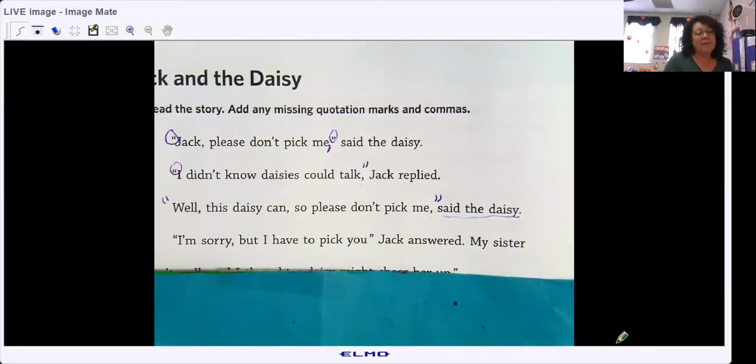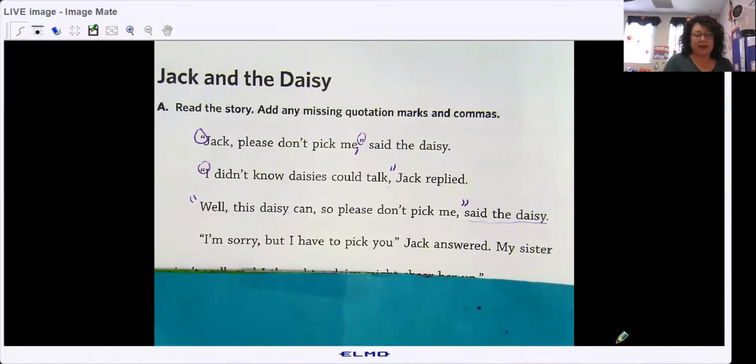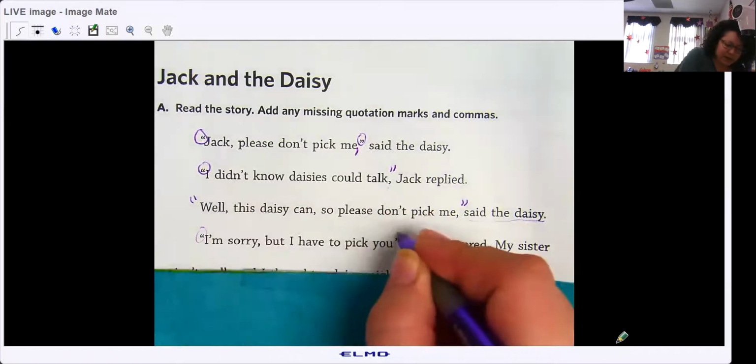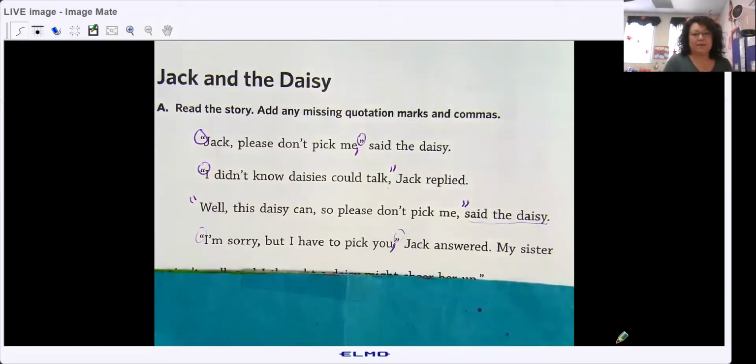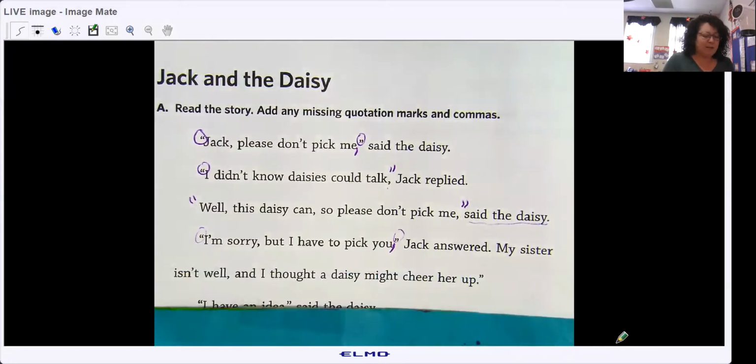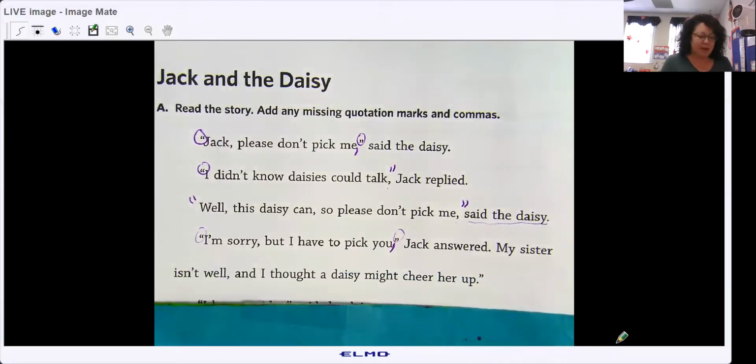Okay. "I'm sorry, but I have to pick you," Jack answered. I wonder why. Okay, I see my quotes, but we need our comma right there after the words that he says. "I'm sorry, but I have to pick you," Jack answered. "My sister isn't well, and I thought a daisy might cheer her up."